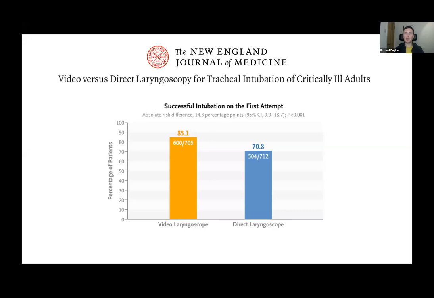70% first pass success rate with a direct laryngoscope is well below what we would expect. So the marker that I have in my head that I think is acceptable is about 90% first pass success rate. And actually, when you look at the highest performing services, you're looking at kind of 96 to 98% first pass success rate. So whether that's applicable to our own practice is a bit more debatable.